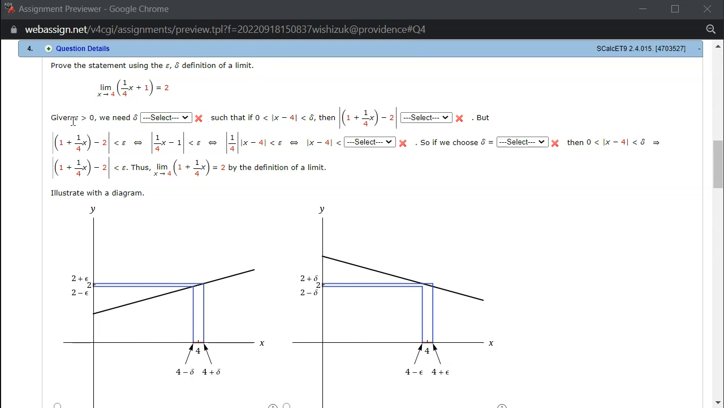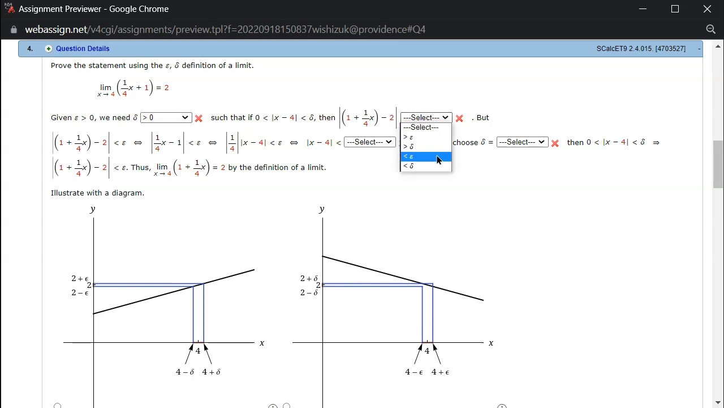It says given epsilon greater than 0, so you have a given positive epsilon, we need a positive delta, so it's the same every time. Such that if the difference between x value and 4 is less than delta, then we want the difference between the function value and the limit value 2 to be less than epsilon. So we have that. That's just the definition.